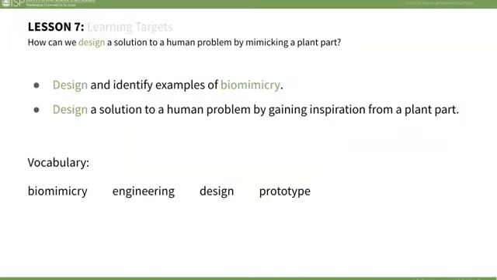By the end of this lesson, students will have used plant biomimicry to design a model for a solution to a human problem. Students figured out that biomimicry means that we can use nature to get ideas for inventions that can solve our problems. Engineers use a specific set of steps to design and test their ideas. We can make inventions that act like plant parts.